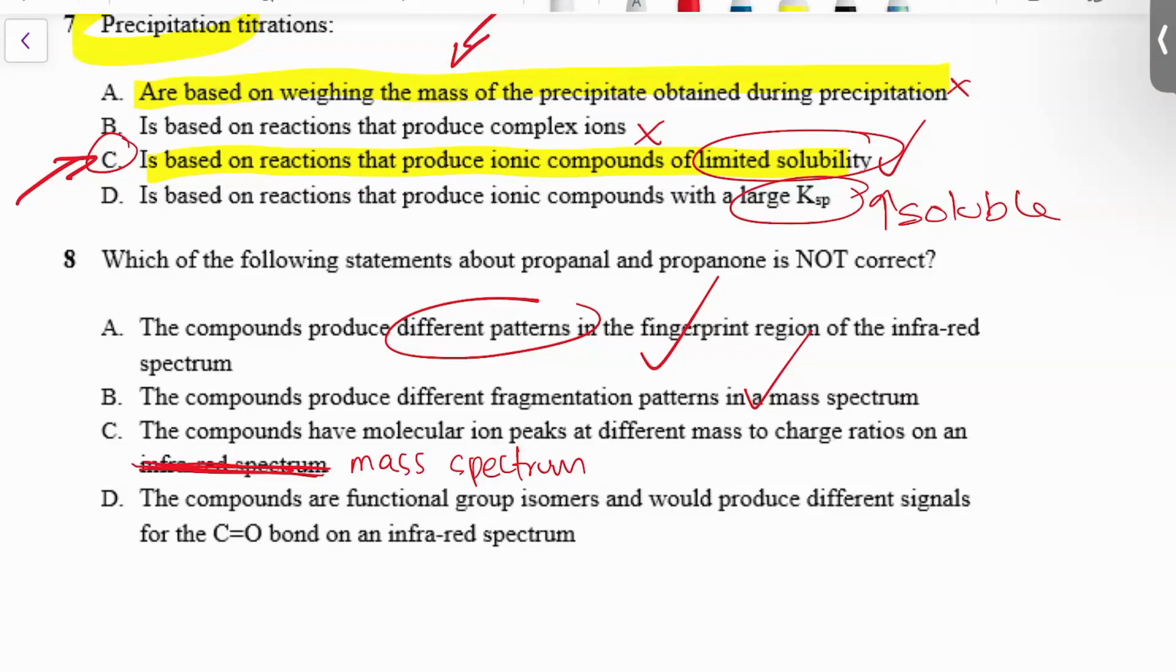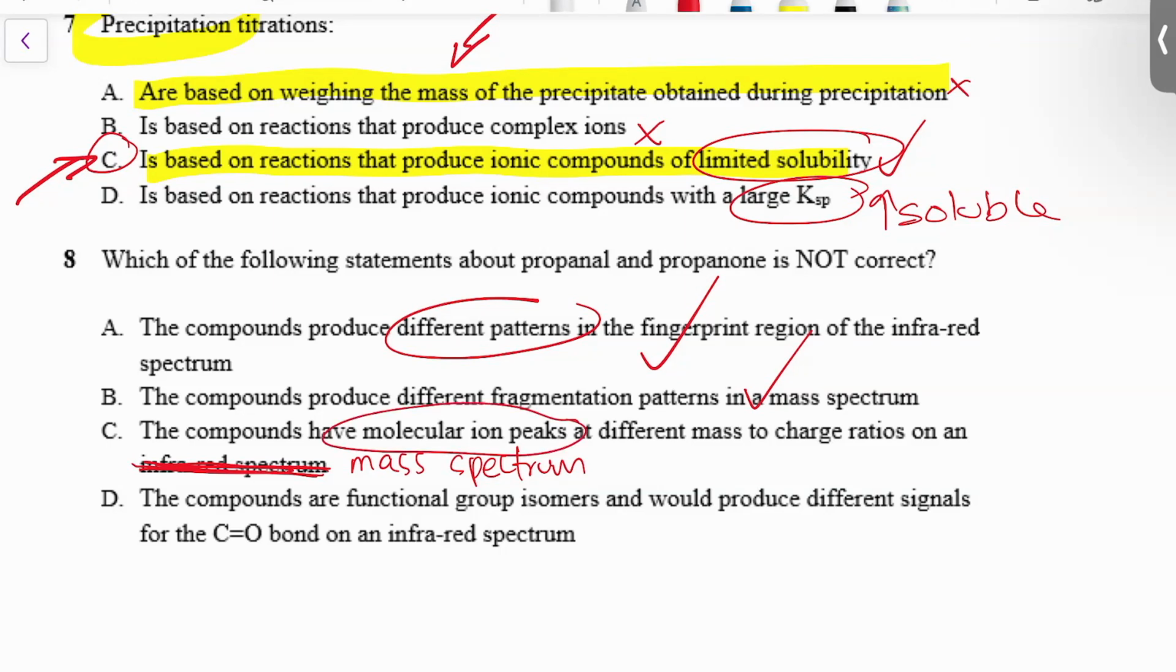Propanol and propanone, even though they have functional groups in different spots, they are functional group isomers. They have functional groups in different spots, but if you were to draw it out, you'll notice that the only thing that changes is that spot and everything else is the same. If you try to fill out the hydrogens, you'll get the same number of hydrogens. They're isomers, they have the same mass. If they have the same mass, they end up with the same molecular ion peak.